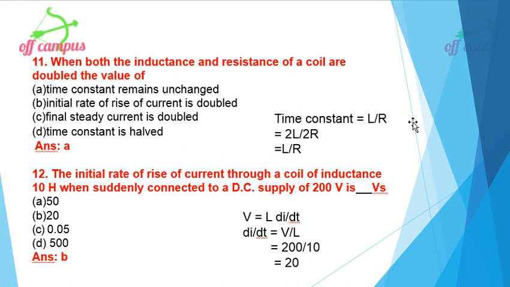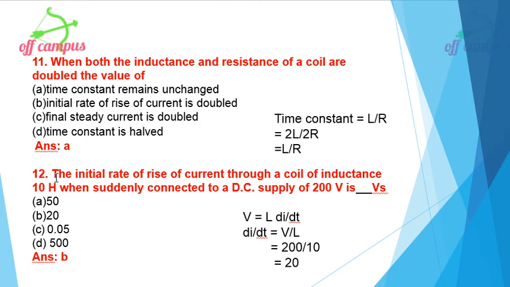What is given: when both the inductance and resistance of a coil are doubled. Both getting doubled means 2L divided by 2R, we will get the same time constant, L by R. So, when both the inductance and resistance of a coil are doubled, the value of the time constant remains unchanged. Option A, unchanged, is the right option.